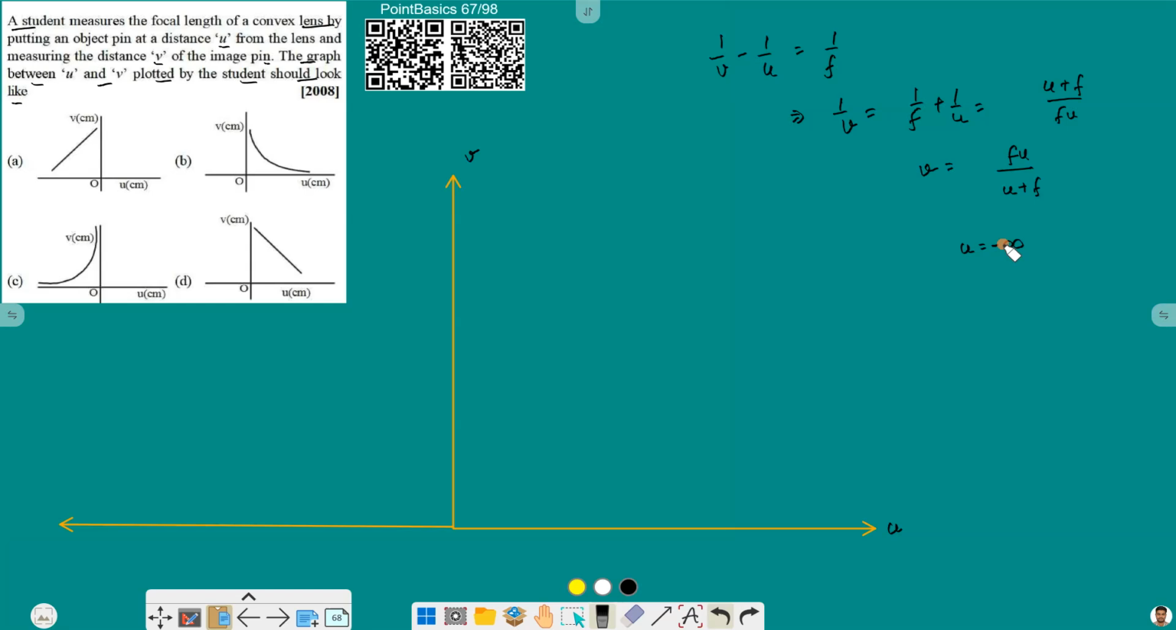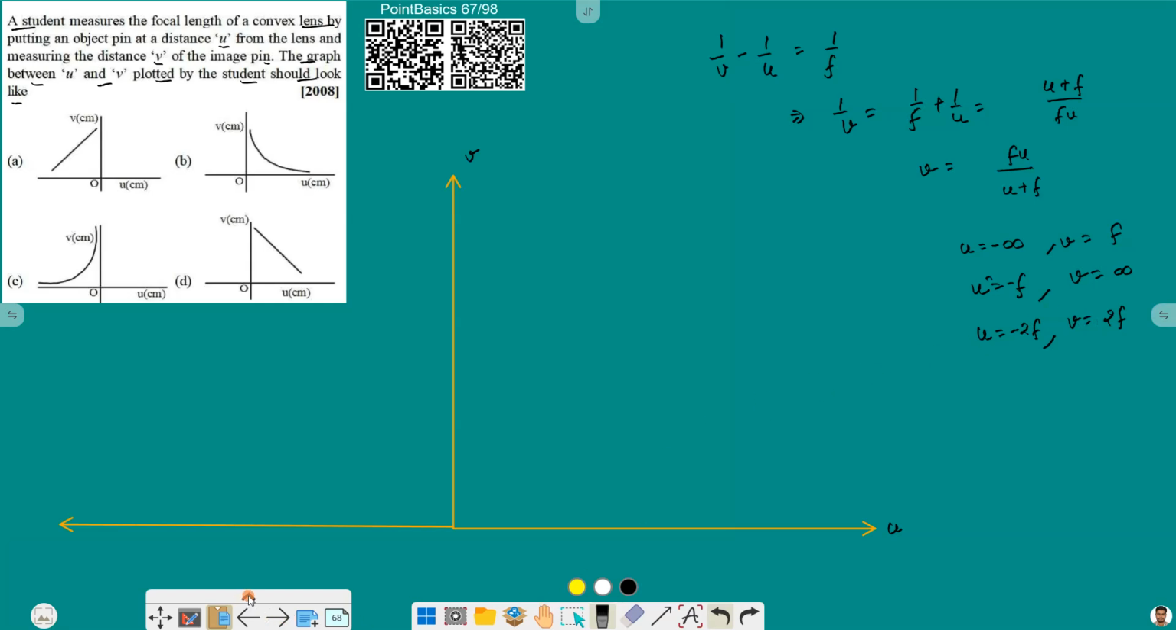So when u is infinite, what do we get? We get v is equal to f. And when we have the opposite case, when u is equal to minus f, then v is equal to infinite. We also have the case of 2f: when u is equal to minus 2f, then v will be equal to 2f.